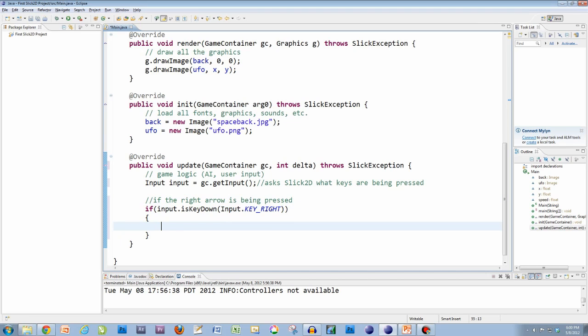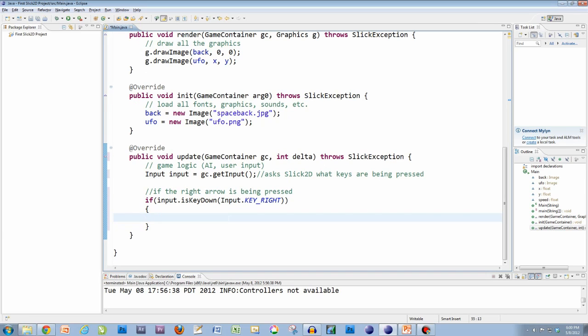Now I know I'm a pretty fast typer, so if you need to, just keep pausing and coming back. But I really don't want to slow down because we're already at like 15, 16 minutes and we don't even have a moving UFO yet. All right. So this is saying if input.isKeyDown, Input.KEY_RIGHT. This is how I would say if the right arrow is being pressed. Okay. And it's always going to look like this for checking keys. You have if, you have input.isKeyDown, and then you have the key you want to check.